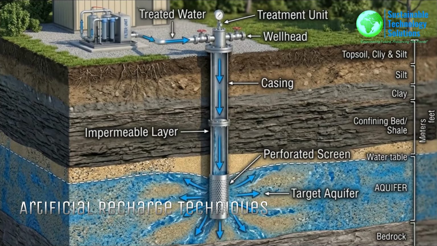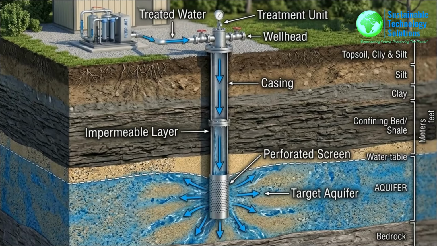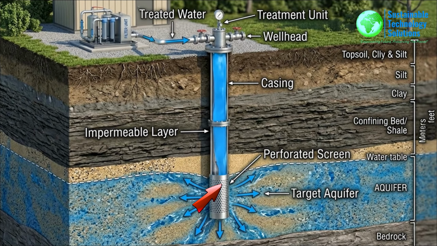A recharge well is a deep structure that injects water directly into a target aquifer. First, source water is treated to remove sediments and contaminants that could clog the well or pollute the aquifer. The treated water is piped to the wellhead and directed down a central pipe called a casing. The casing extends through impermeable layers until it reaches the target aquifer. A perforated screen allows water to flow out into the formation, replenishing it from within.